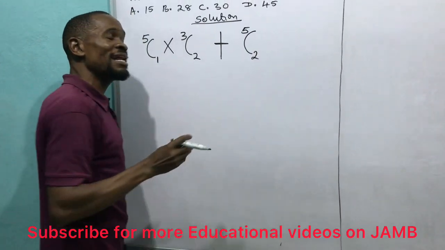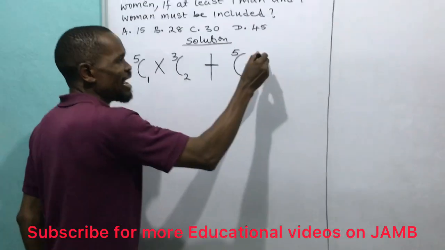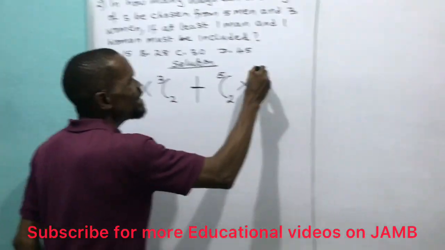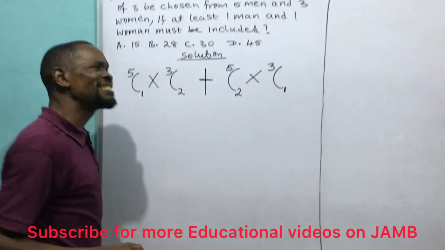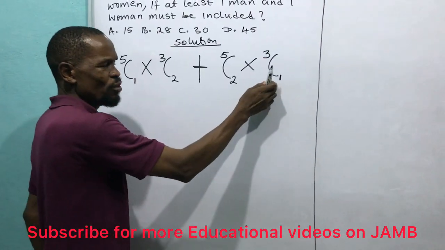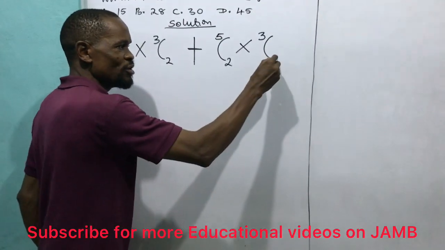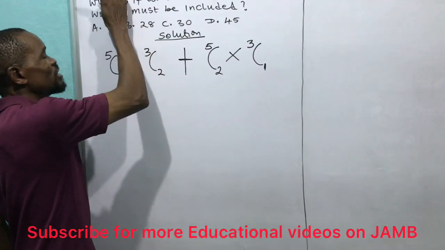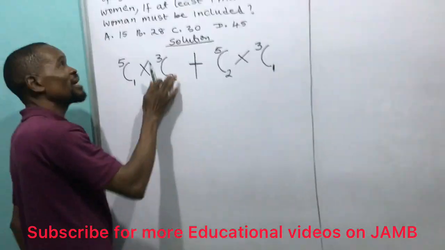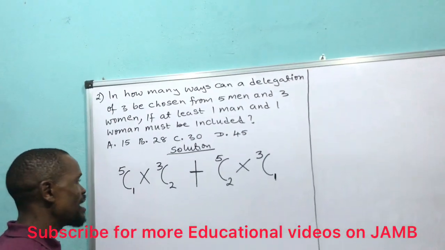Then the men have come to maximum, times out of 3 women, I'm choosing 1, which is the least number of women. The least number of women that will be there is 1. So you now look at it, 1 plus 2 gives us 3, the constituted members. 1 plus 3 here gives us the 3 constituted members.